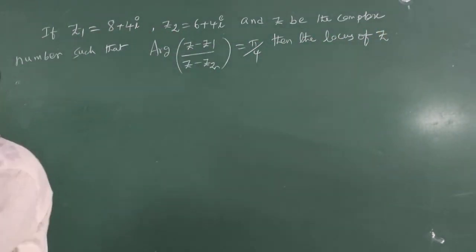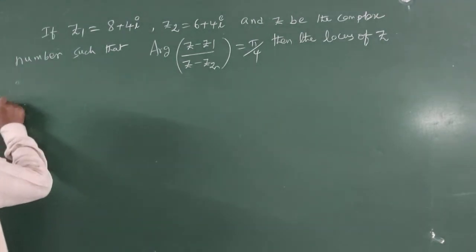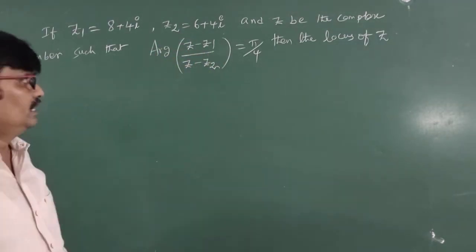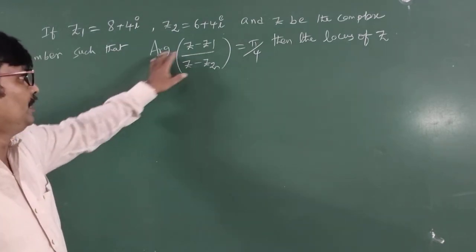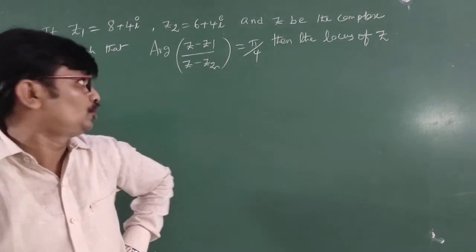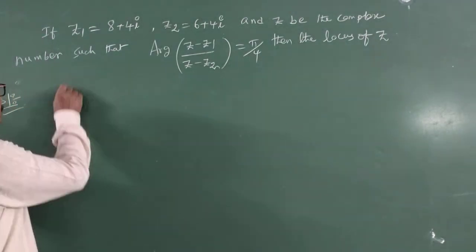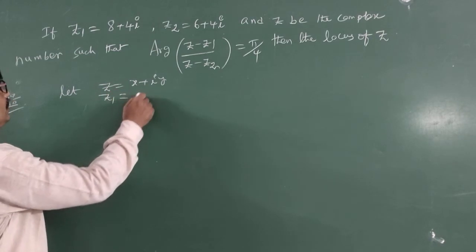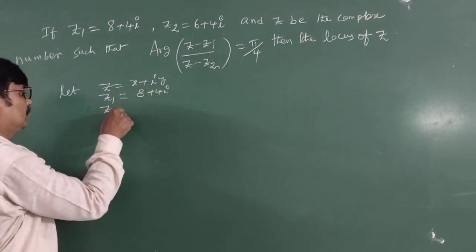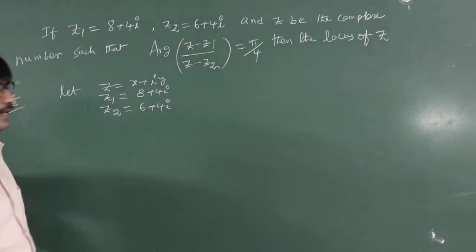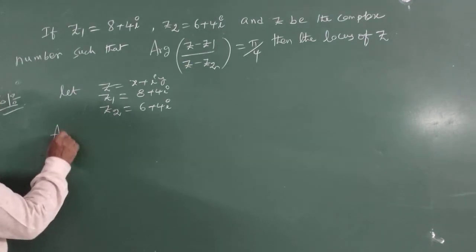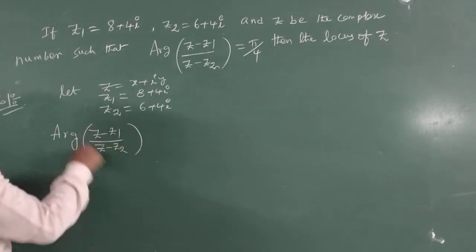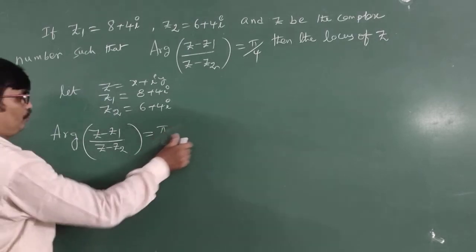My dear students, what is given? We observe that z1 is 8 plus 4i, z2 is 6 plus 4i, and z is a complex number such that the argument of (z minus z1) upon (z minus z2) is pi by 4. For the locus of z, z equals x plus iy. One more thing given is that the argument of (z minus z1) upon (z minus z2) is pi by 4.